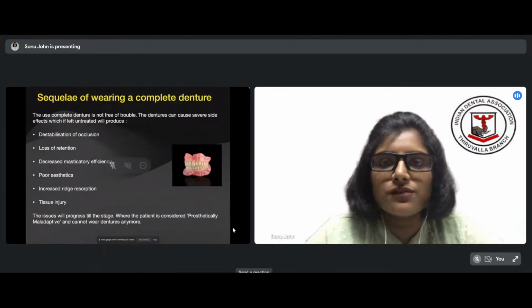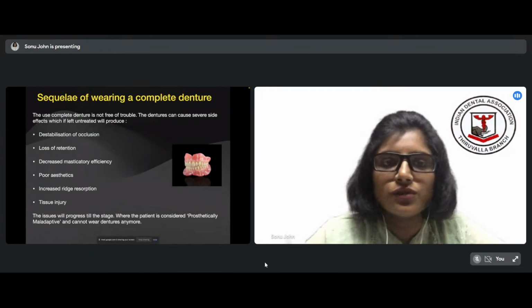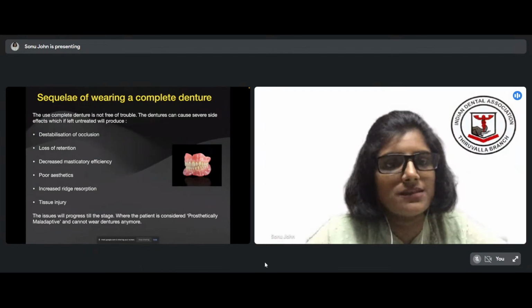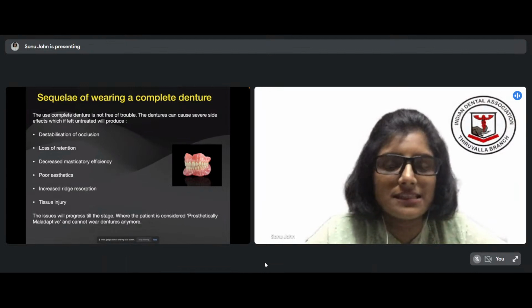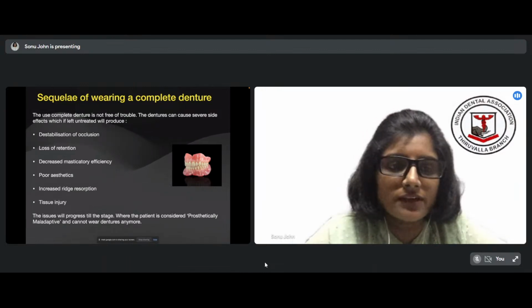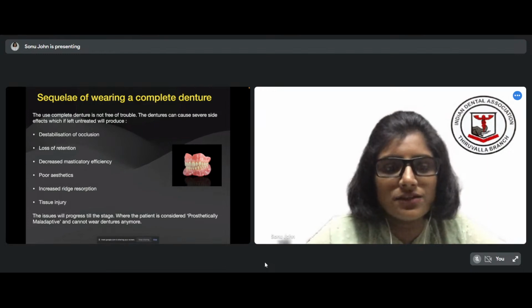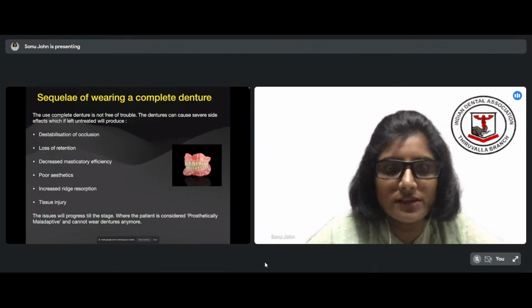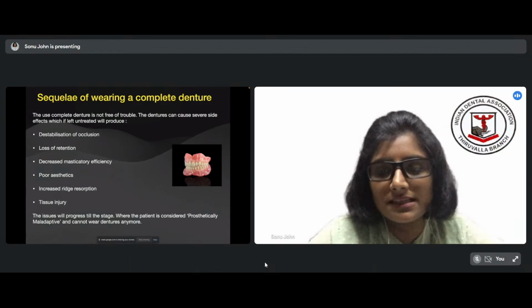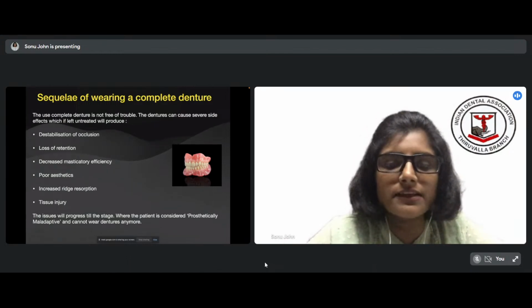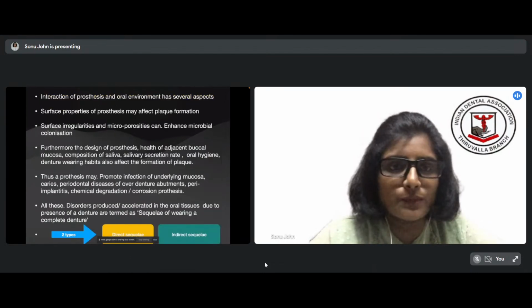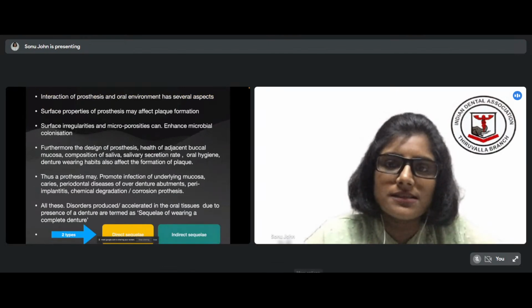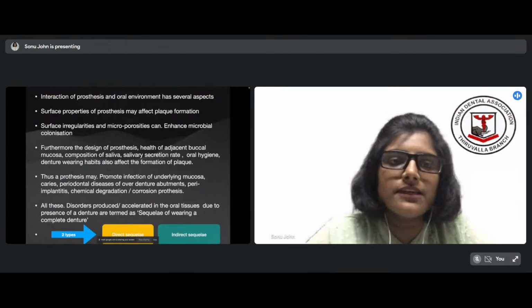So, what are the sequelae of wearing a complete denture? The use of a complete denture is not trouble free. Dentures can cause side effects. If left untreated, they lead to destabilization of occlusion, loss of retention, reduced masticatory efficiency, poor aesthetics, increased ridge resorption, and tissue injury. These issues will progress to a stage where the patient is considered prosthetically maladaptive and cannot use a denture anymore.